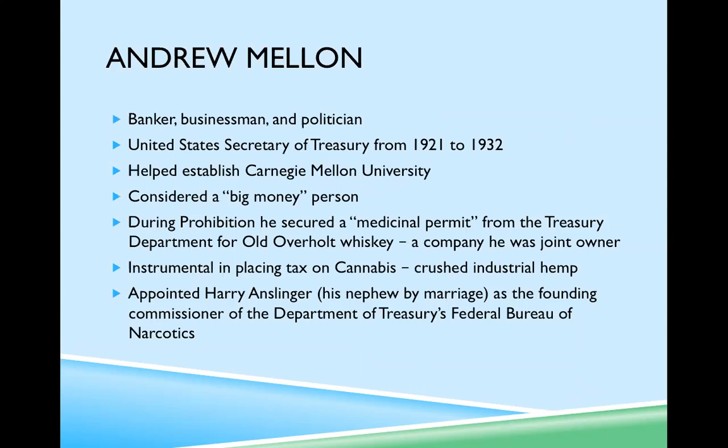During Prohibition, he secured a medicinal permit from the Treasury Department for Old Overholt Whiskey, a company that he was joint owner of. He was also instrumental in placing a tax on cannabis, which crushed the industrial hemp industry. He also appointed Harry Anslinger, his nephew by marriage, as the founding commissioner of the Department of Treasury's Federal Bureau of Narcotics.